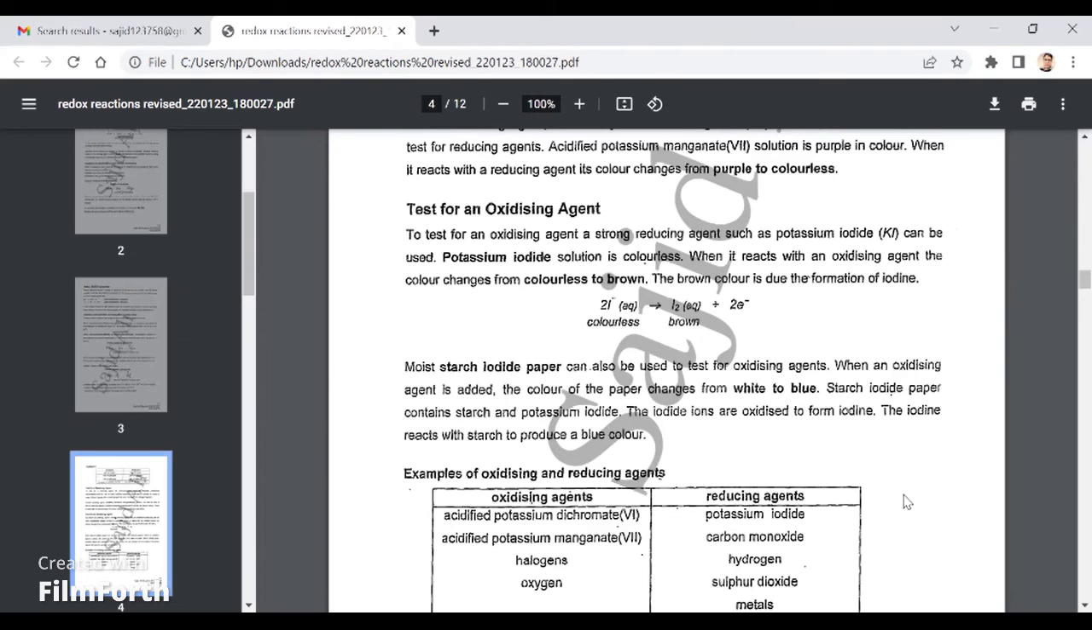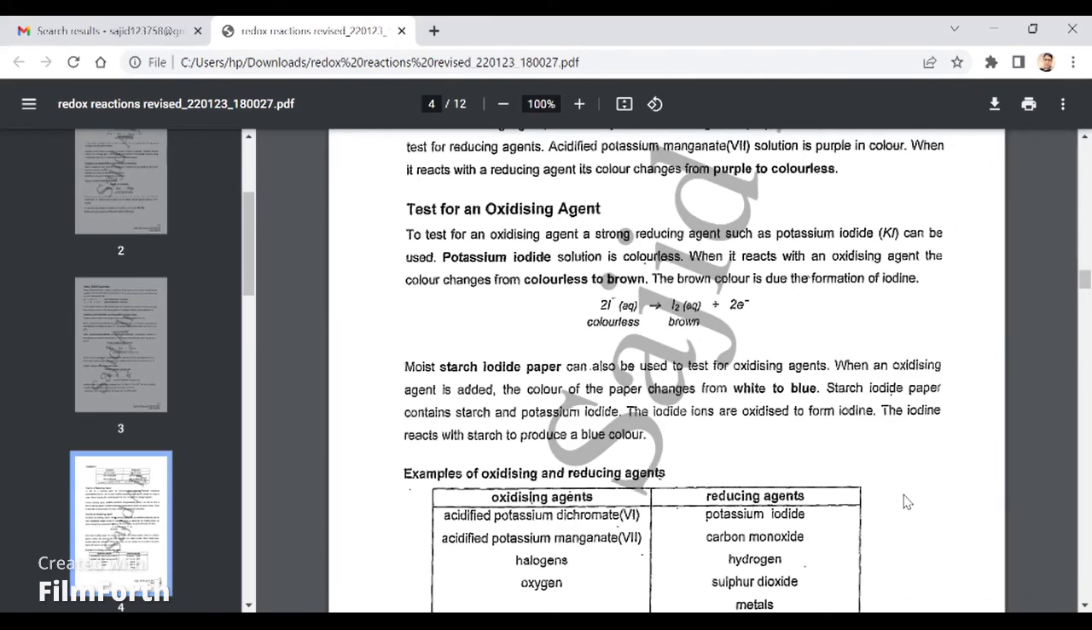Starch iodide paper contains starch and potassium iodide. The iodide ions are oxidized to form iodine. The iodine reacts with starch to produce a blue or blue-black color. I think you are familiar with this test in biology.